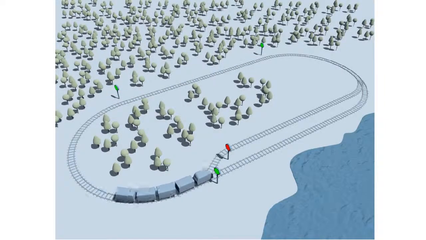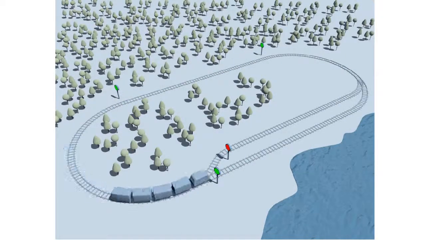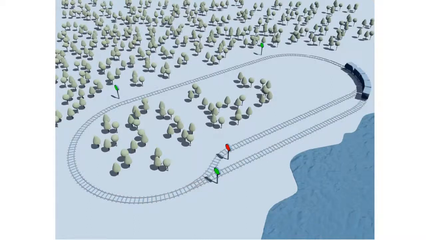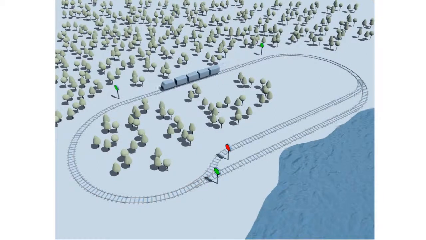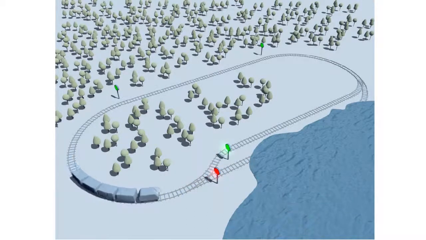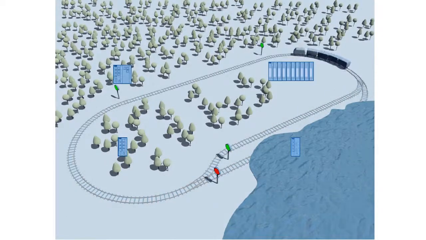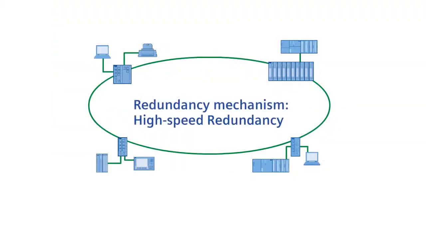Automation systems must continuously prove themselves as extremely reliable. The failure of a network component should be compensated as quickly as possible without affecting the communication of the other nodes. For this reason, industrial switches have various redundancy mechanisms for bridging faults quickly, reliably, and without loss of production.